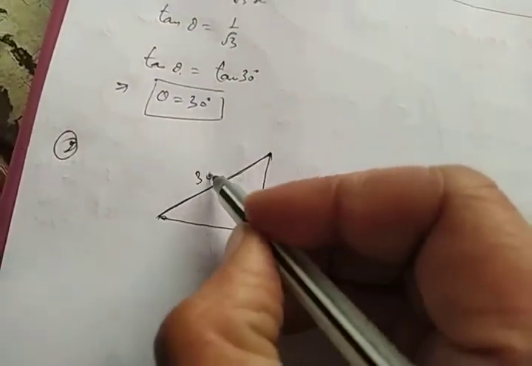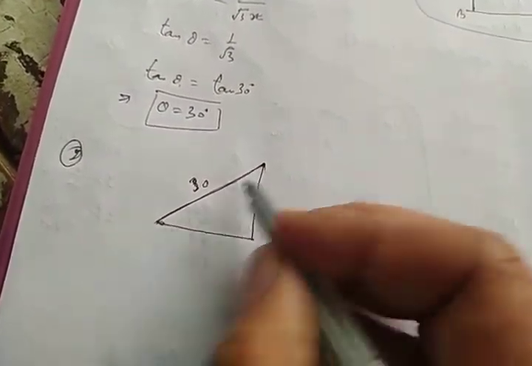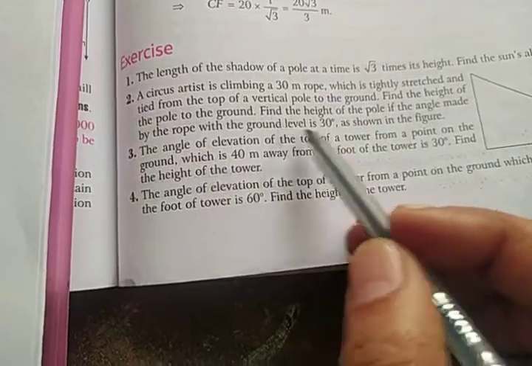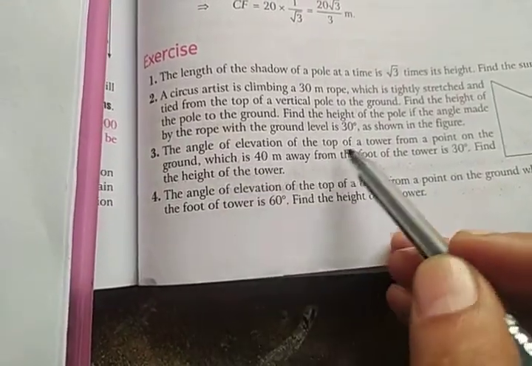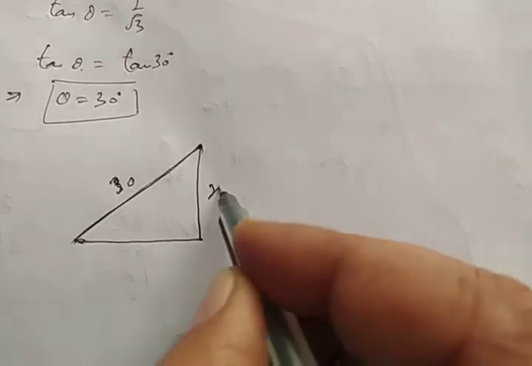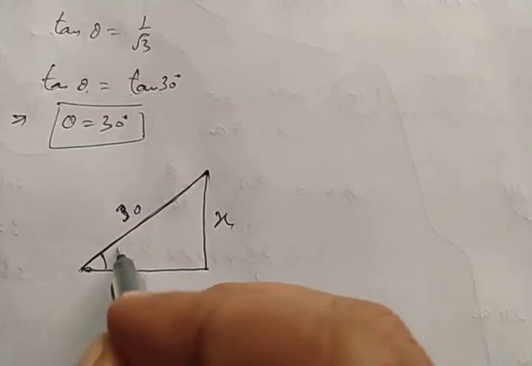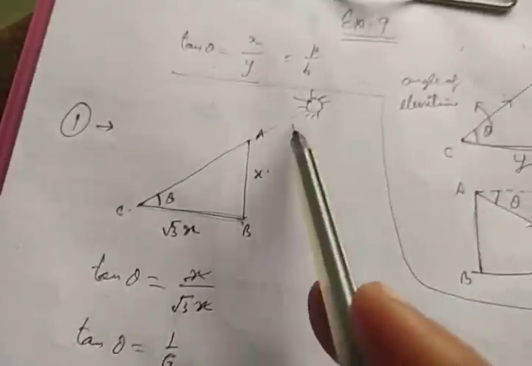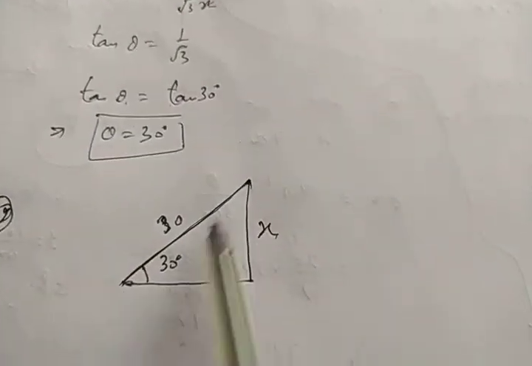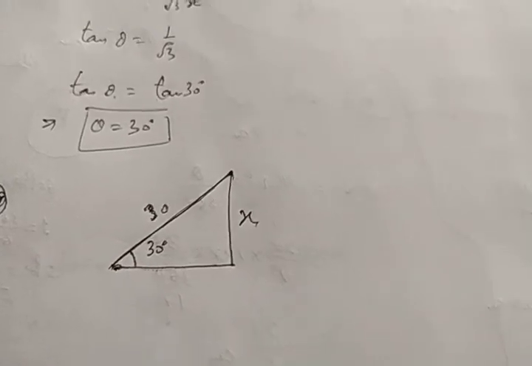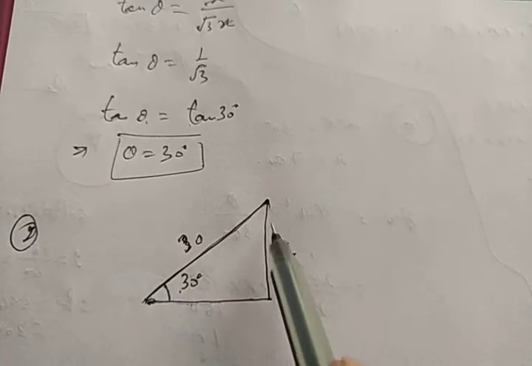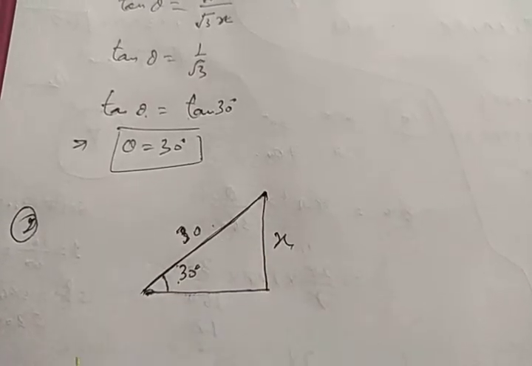The length of the rope has been given as 30 meters. It means you are getting the hypotenuse in this question, which is tightly stretched, and you have to find the height of the pole if the rope is making an angle of 30 degrees with the ground. The height of the pole has been asked, this will be x, and this angle has been given as 30 degrees. In the previous case the line of sight, in this case the rope, is making the angle of 30 degrees, which is the angle of our concern. Now with this angle you have the perpendicular and the hypotenuse.